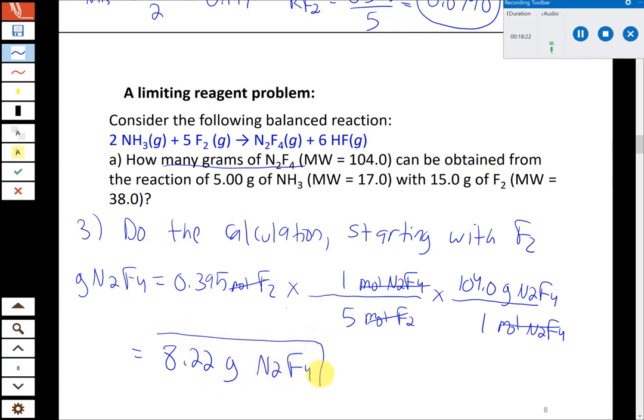All right. If you had instead started the calculations with NH3, you would have gotten a number that is larger than this and not the correct answer, because NH3 is the excess reactant. We need to use the limiting reactant to figure out how much product will actually form.